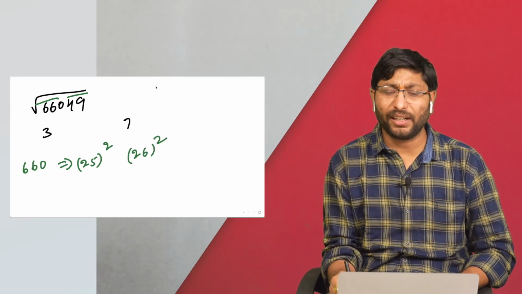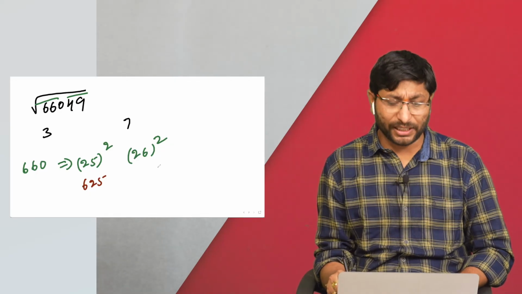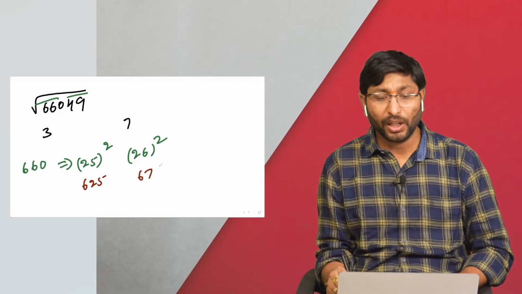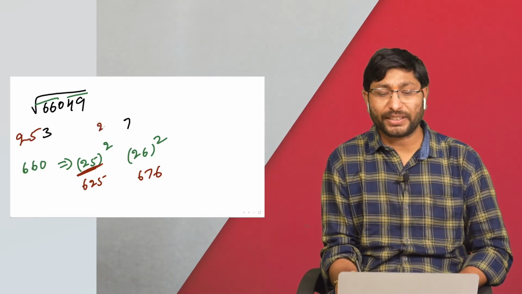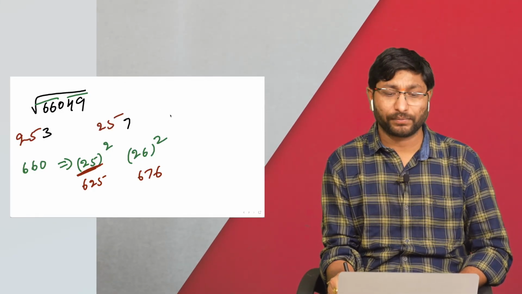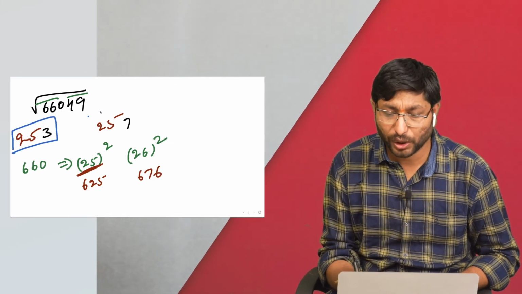Because what is 25 square? 25 square is 625. Obviously we know that 26 square is 676. So the answer is going to be 253 or 257. So now you need to identify whether the answer is 253 or 257.